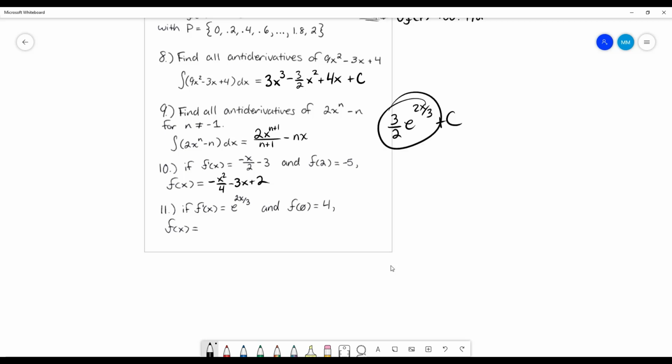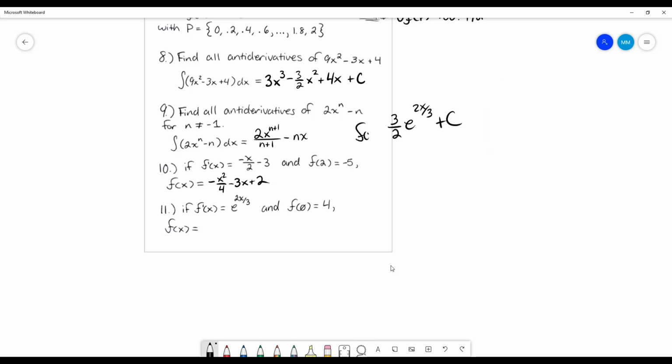And we can double check that, right? If I take the derivative of this, that's going to be 3/2 times the derivative of the top, which is 2/3, times e to the 2x divided by 3. 3 cancels out, 2 cancels out, and it's just this by itself. Yep, so that checks out.